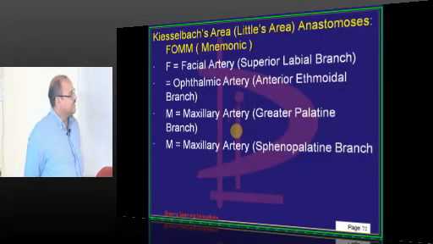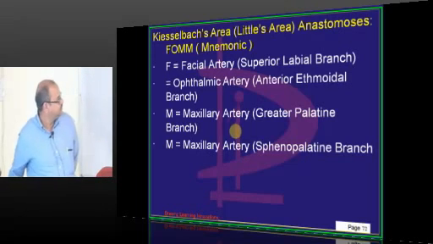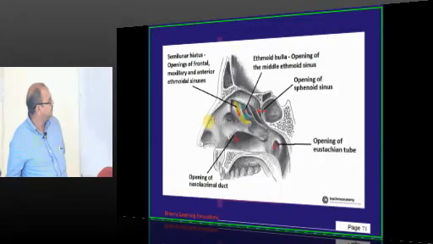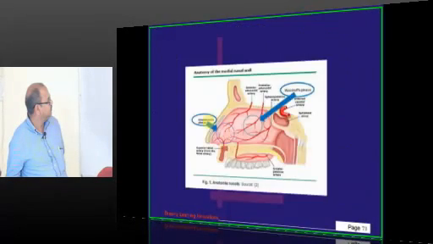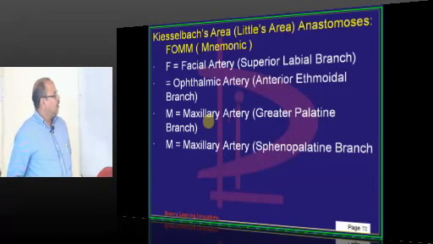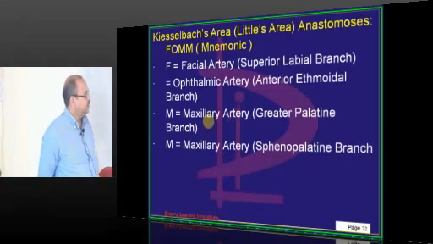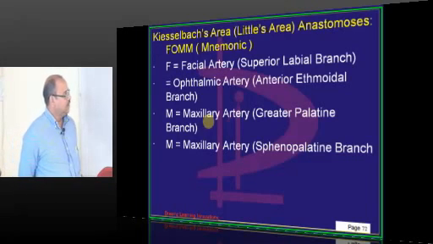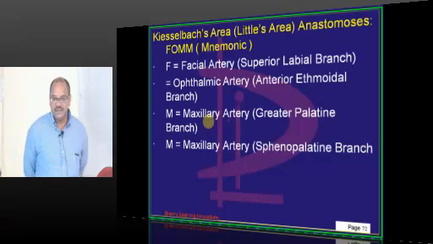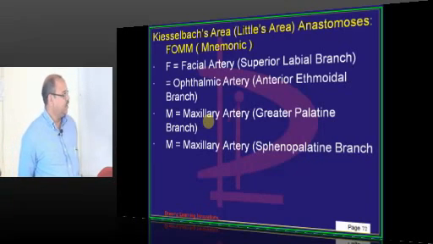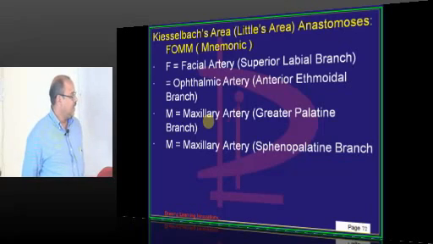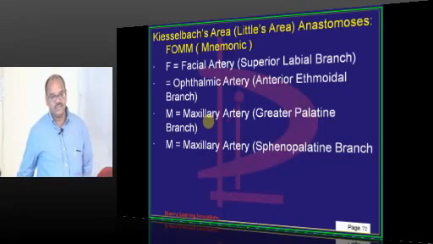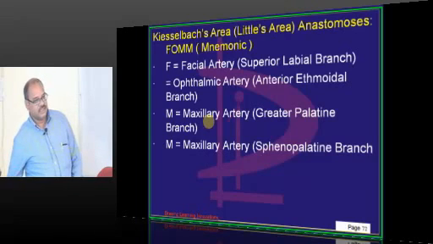Kiesselbach area, Little's area, anastomosis. Mnemonic is FORM, that is facial artery. Little's area is where the Kiesselbach plexus is there. The plexus is formed by facial artery, by superior labial branch, ophthalmic artery, anterior ethmoidal branch, maxillary artery by greater palatine branch, and sphenopalatine branch of maxillary artery. These are the components of the Kiesselbach plexus.